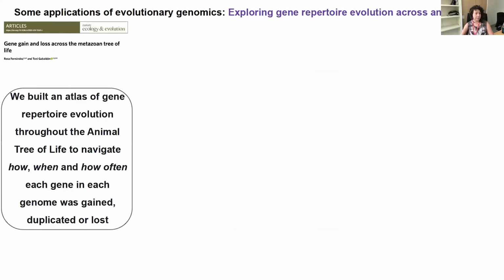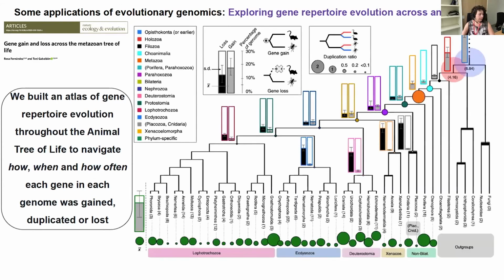We did a phylogenomic study to build an atlas of gene repertoire evolution. We wanted to know what happened to each gene in each genome, basically when, how, and how often it was gained, duplicated, or lost in the animal tree of life. And this is what we got.